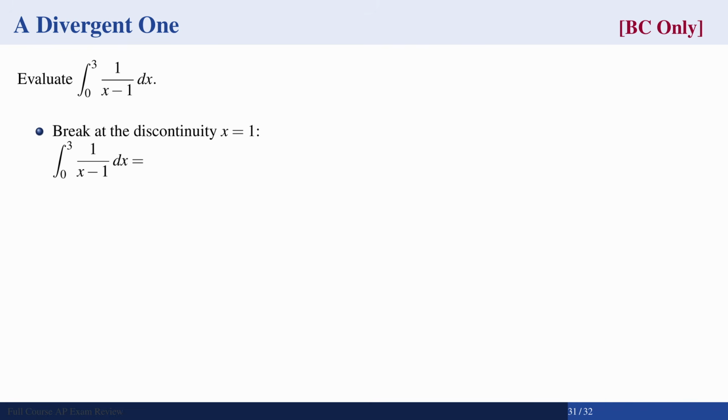The problem is 1 over x minus 1 is not continuous on 0 to 3, so we have to break it up at 1. So the integral from 0 to 3, 1 over x minus 1 dx becomes the limit as b approaches 1 from the left, 0 to b, plus the limit as a approaches 1 from the right of a to 3. So we've broken it up into 2 integrals. Once you've done that, and this is the key thing, just evaluate one of the integrals. If you get a finite number, move on and do the second integral. If you do not get a finite number, you are done. The answer is diverges, and you never even do the other integral.